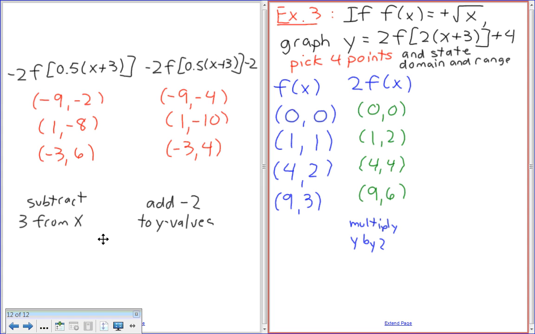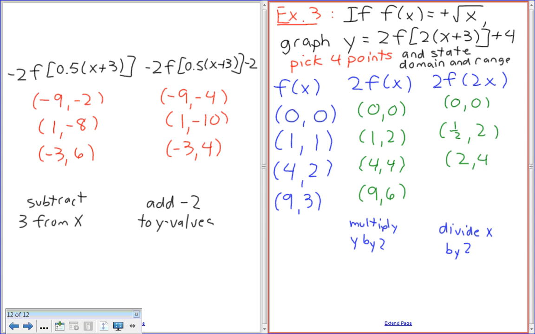All right, 2f of 2x. Madison, what does that mean, please? You have to divide the x by 2. Good. That turns to be 0 and 0, 1/2 and 2, 2 and 4, and 9 over 2, 6.